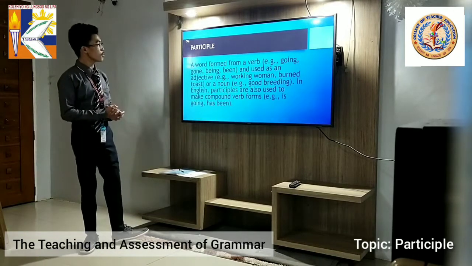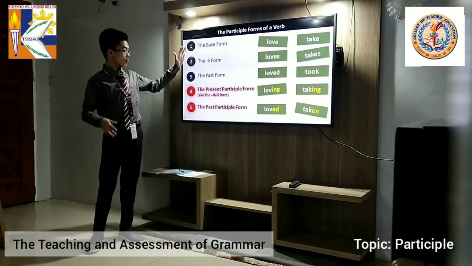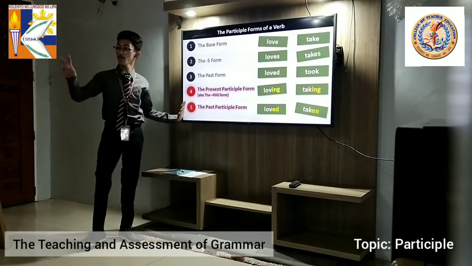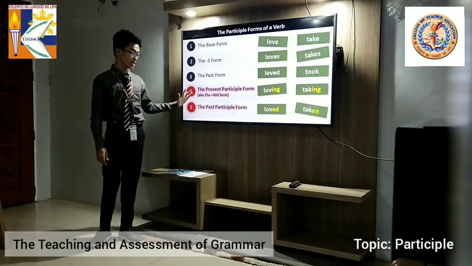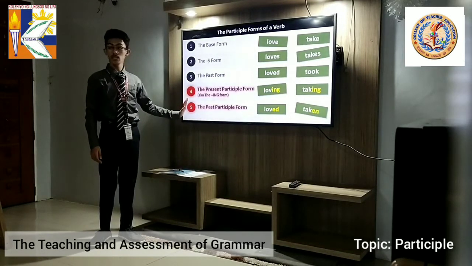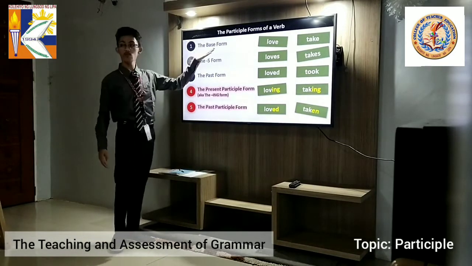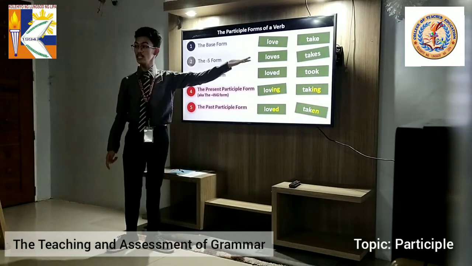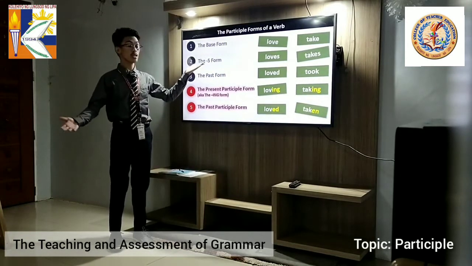So let's first proceed to the participle forms of the verb. We have here the 5 forms of the verb, but we are going to focus only on 2. We have the present participle and the past participle. But before we proceed to these parts, we first have to remember the first 3 forms of the verb. We have the base form. We have here the words love and take. And then if you add an S to it, it will be counted as the S form of the verb.